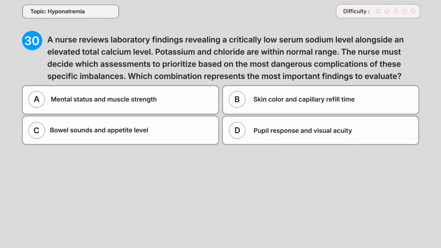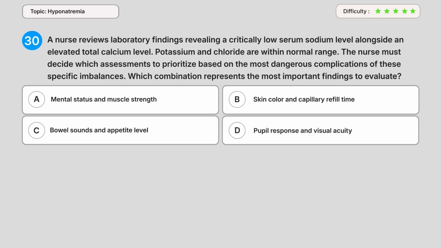30. A nurse reviews laboratory findings revealing a critically low serum sodium level alongside an elevated total calcium level. Potassium and chloride are within normal range. The nurse must decide which assessments to prioritise based on the most dangerous complications of these specific imbalances. Which combination represents the most important findings to evaluate?